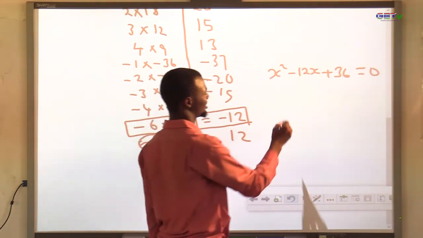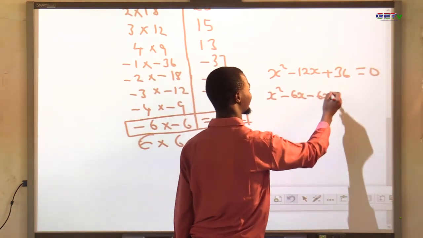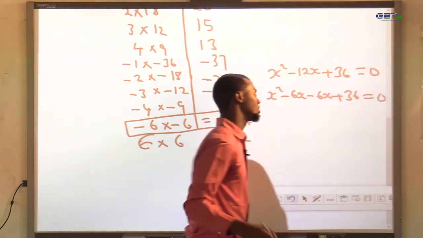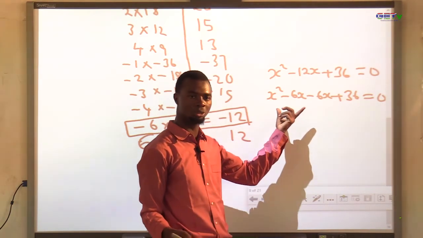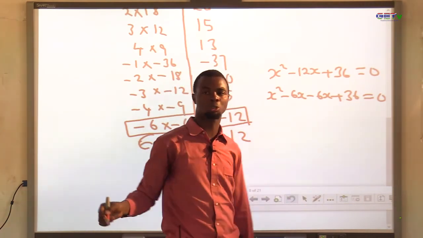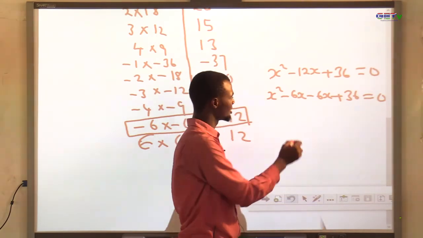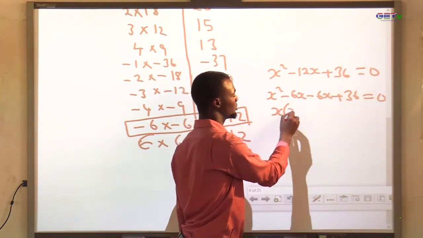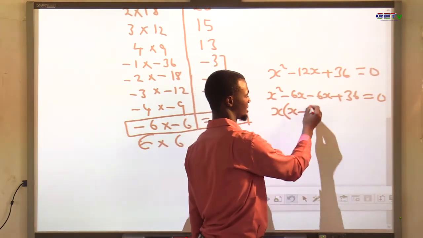So you will have x squared minus 6x minus 6x plus 36 equals 0. So we factorize them by grouping. We factor out the first two terms, and we factorize the other two. What is common in the first two terms? If you look at it, it's x that is common there. So we will have x, then what is left? x into x squared gives you x, minus x into 6x is 6.